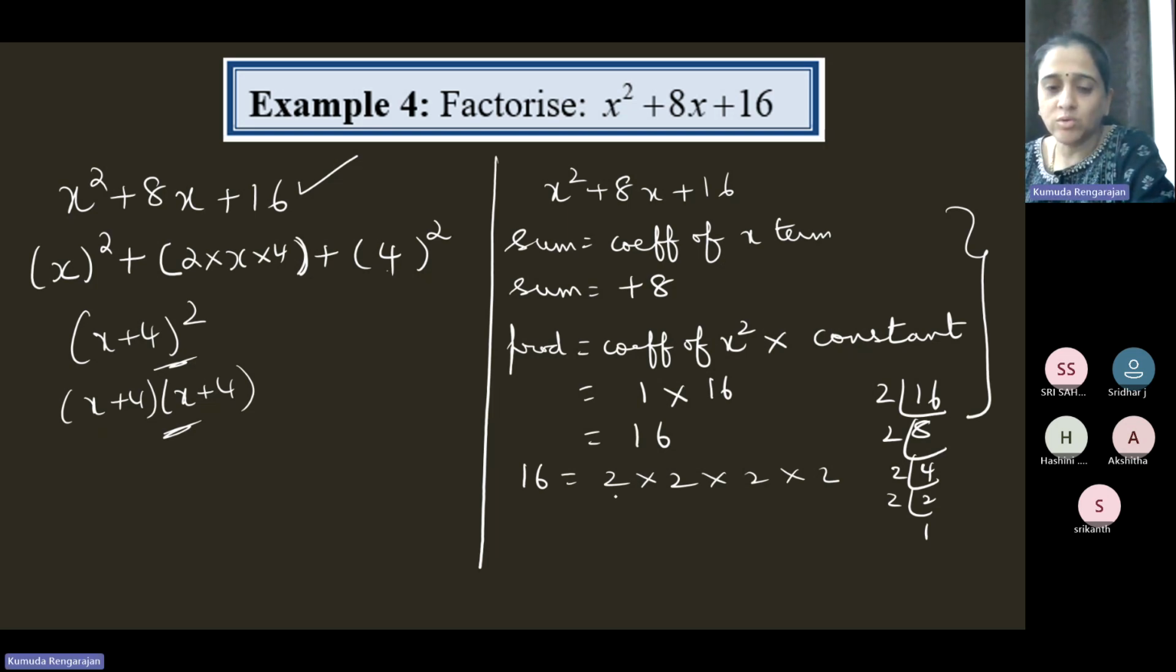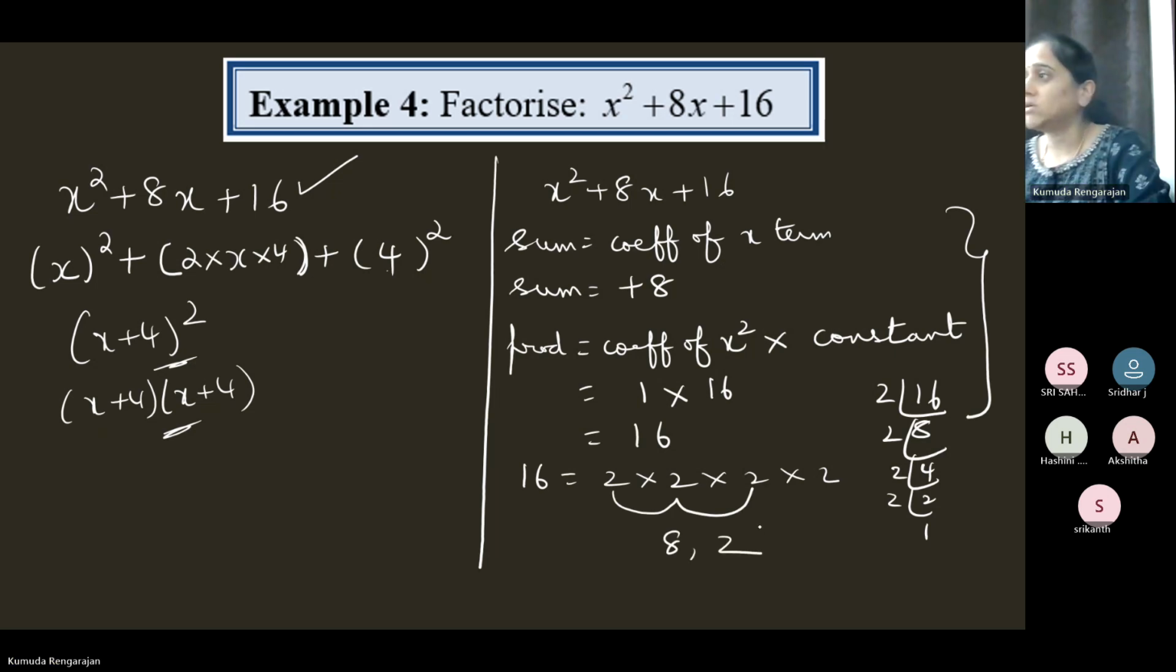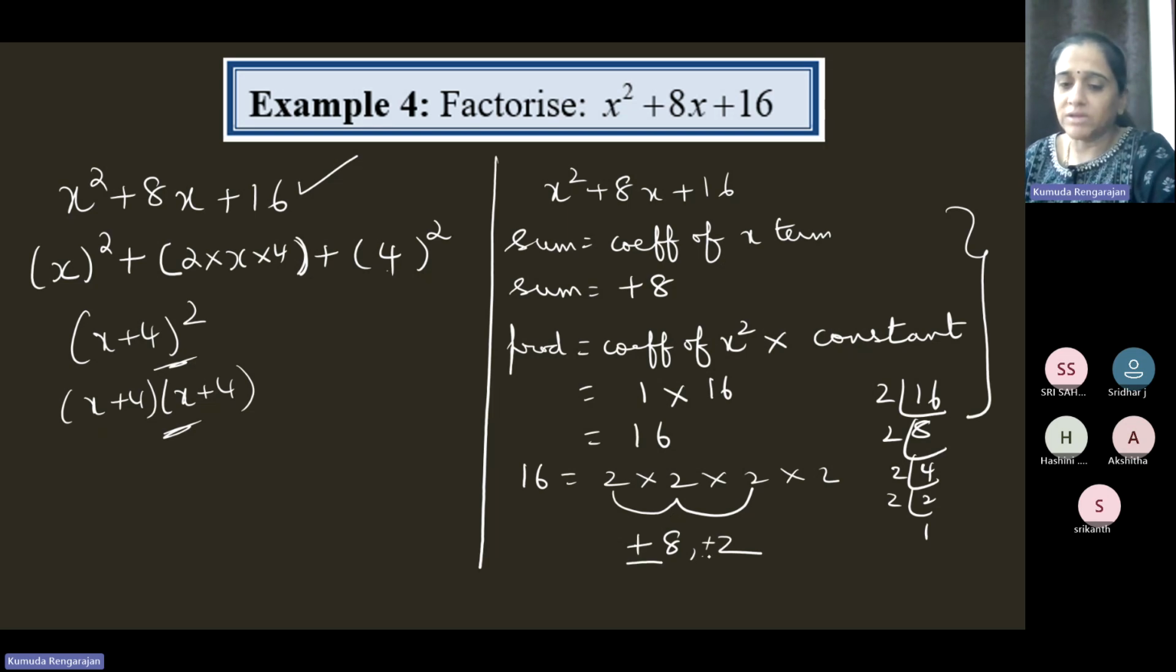Now, supposing you do 2 to the 4, 4 to the 8. Supposing, let me take 8 and 2. Look at the board. If you take 8 and 2, now we have used all the numbers, no? What is 8 into 2? 16. The product is happening. What's the sum? 8 plus 2 is 10, but we need 8. You can use different signs also. 8 can be plus or minus 8, 2 can be plus or minus 2. To get the product and sum, you can take whatever sign you want.